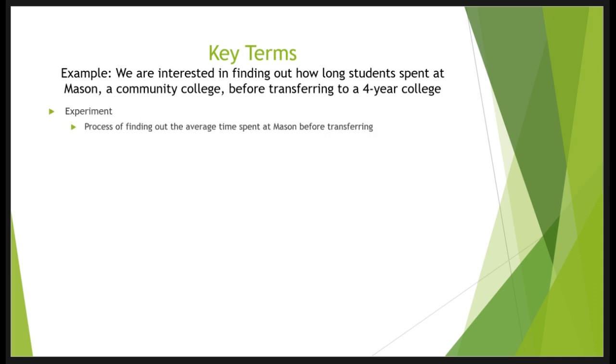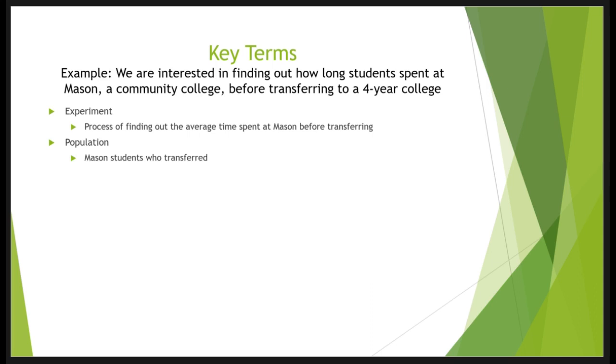An experiment means what is it that we're doing? Well, what we're doing is we're finding out the average time spent at Mason before transferring. This experiment could be similar to any experiment that you did in a chemistry lab or in a physics lab, but very often statistical experiments involve surveying and going and asking for information as opposed to pouring chemicals together or testing out the laws of physics.